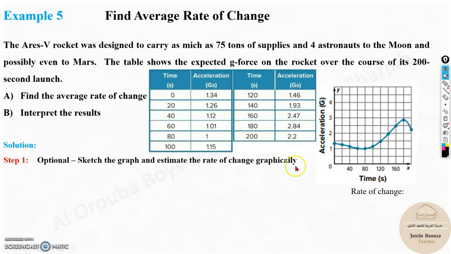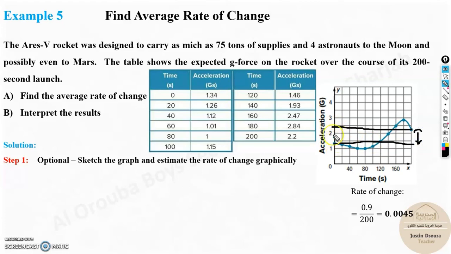Now, when you graph it, you will get this. See, from 0, it is 1.34, to 20, it is 1.26, and so on. You will get these points. Now, rate of change is always dy by dx. What is dy? Difference in y. See, sorry, it's somewhere over here. What is this distance dy? If you see, it will be somewhere over here.